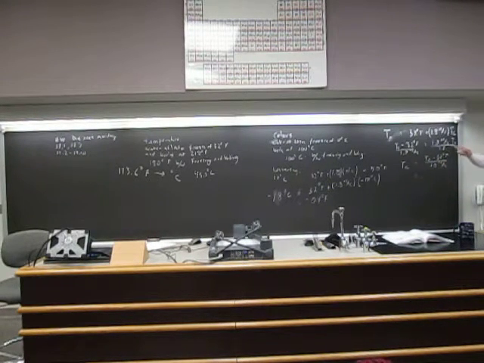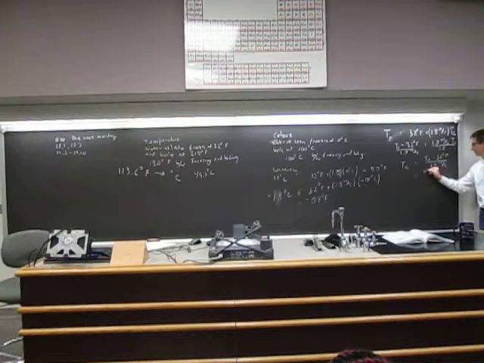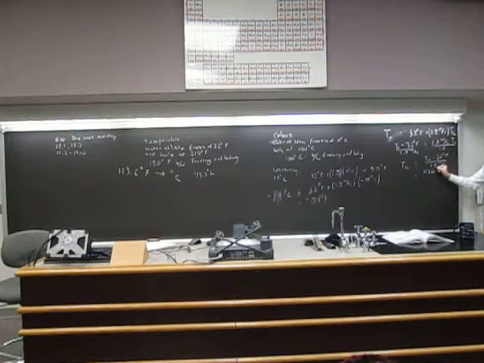So in my case, 113.6 minus 32, divided by 1.8, and that would be in degrees C. It should turn out to be roughly 45.3 degrees C. Make sense?